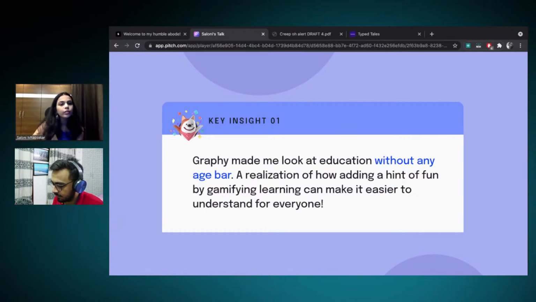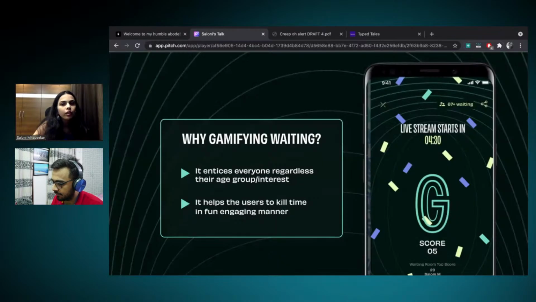So I was designing for a slightly older age group. I was used to designing for K-12, that is kindergarten to 12th. But I designed this hypothetical project, which was gamifying the waiting before a creator goes live on Graphy. So why were we doing that? What happens is, when we went live, there was some waiting time for you, right?